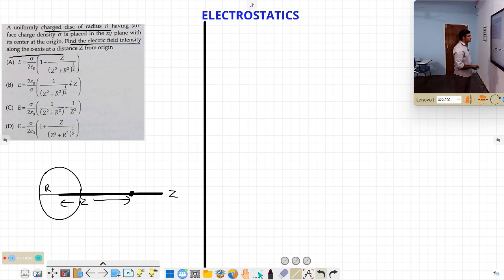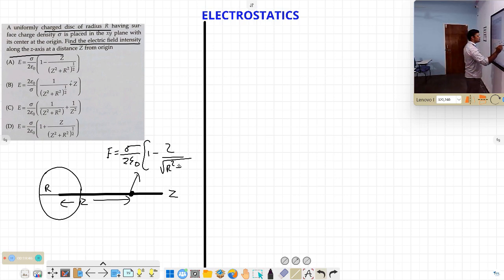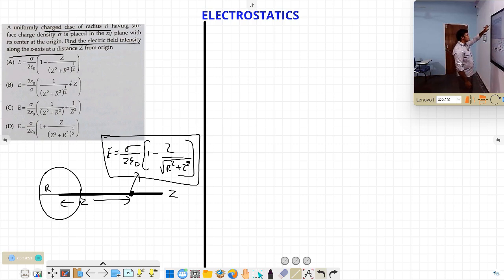The derivation for this one we already gave in the previous classes. The electric field intensity is equal to sigma by 2 epsilon naught into 1 minus z by under root of r square plus z square. That is the formula for this. So which is the correct formula? Check it in the given options. The first option, sigma by 2 epsilon naught into 1 minus z by z square plus r square whole power 1 by 2, is the correct option. You can check the derivation in the previous classes' videos.